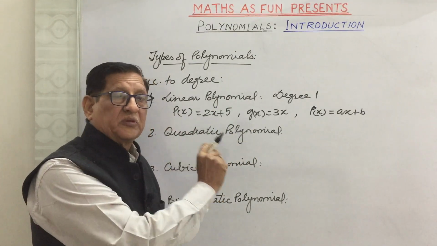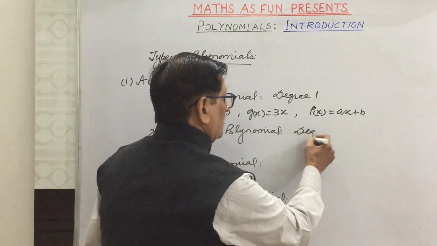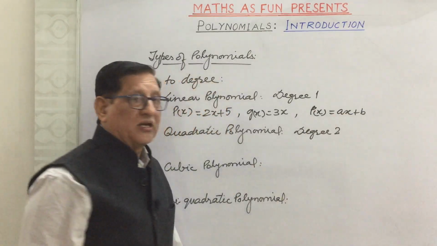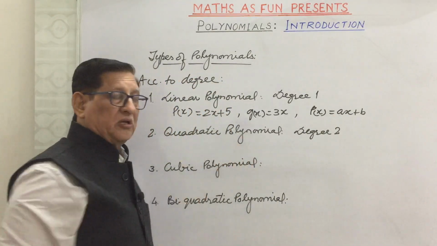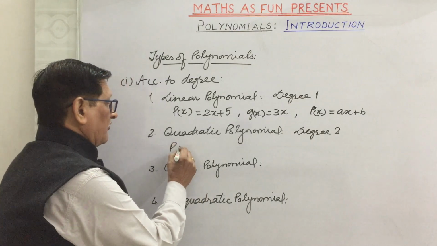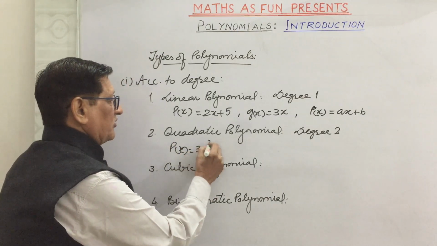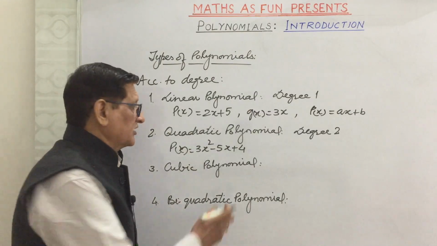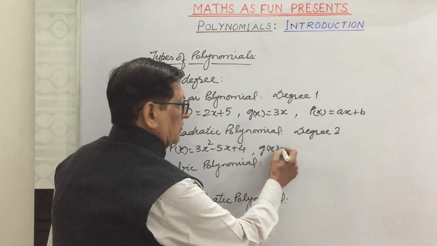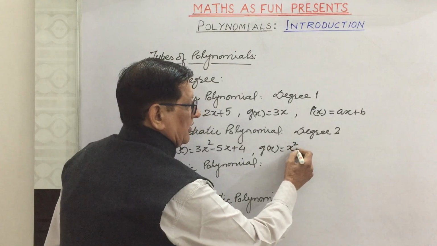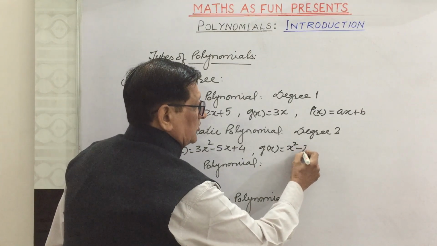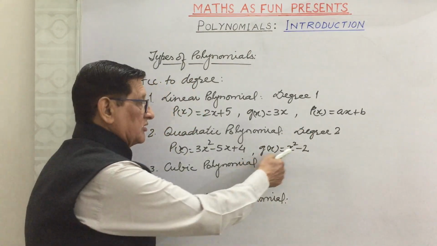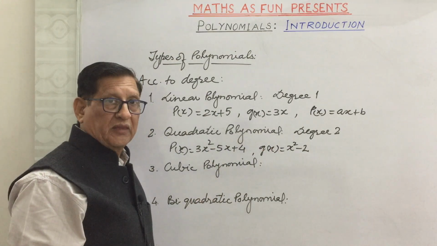The second type we have is the quadratic polynomial. Any polynomial of degree 2 is known as a quadratic polynomial. For example, we have 3x² - 5x + 4. g(x) is equal to x² - 2. This is also a quadratic polynomial.